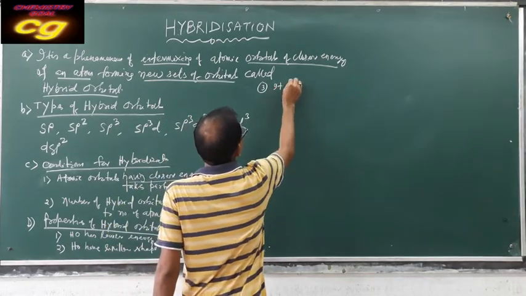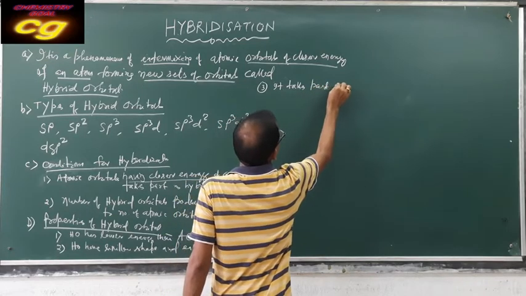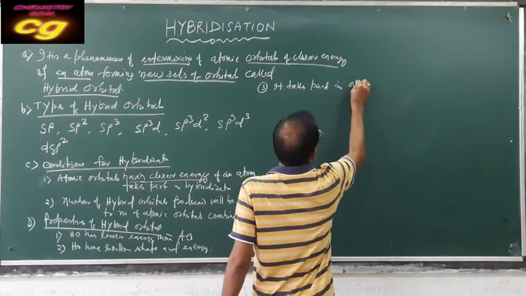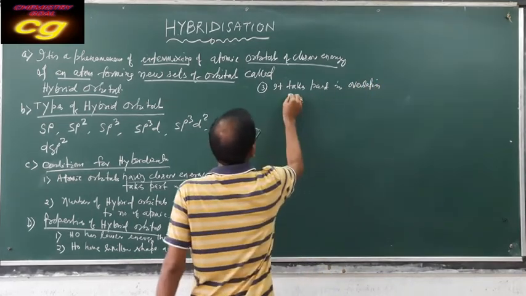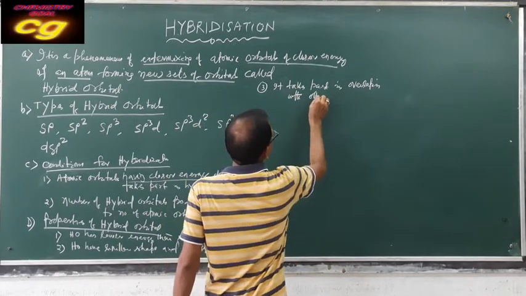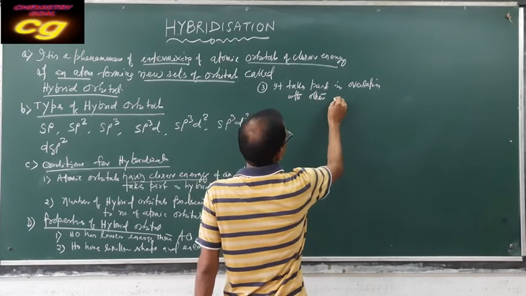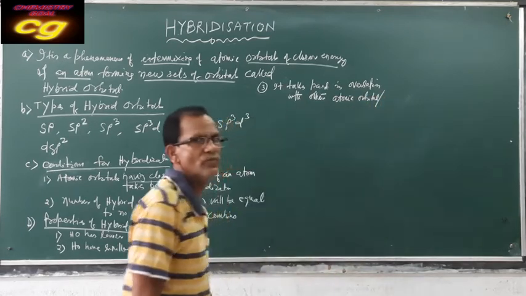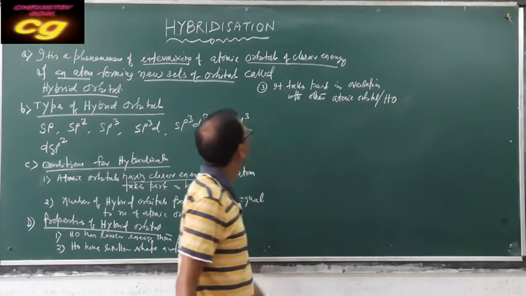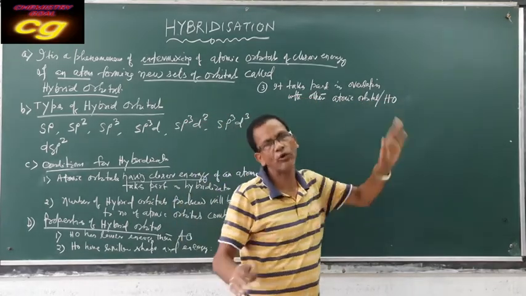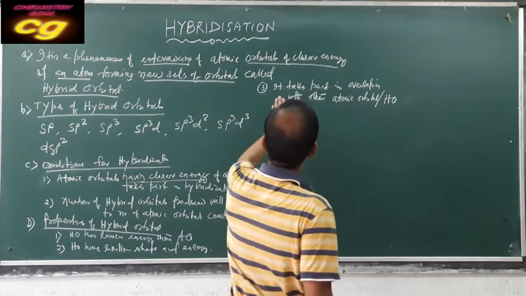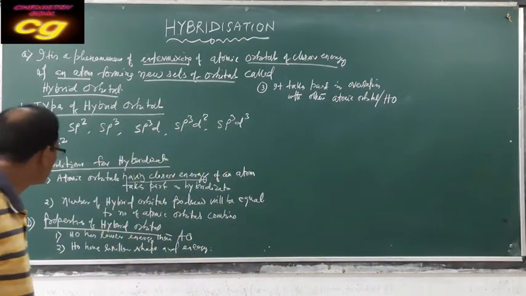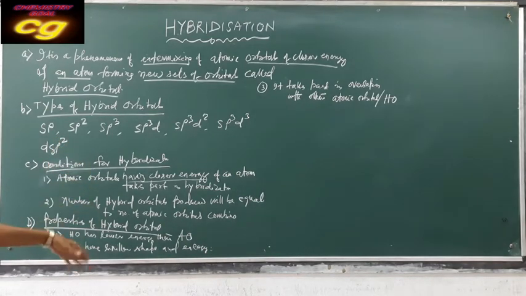It takes part in chemical combination. It takes part in overlapping with other atomic orbitals or hybrid orbitals of other molecules. So mainly these hybrid orbitals take part in overlapping, forming covalent bonds. So these are important properties of hybrid orbitals, and the condition of hybrid orbitals and types of hybrid orbitals.